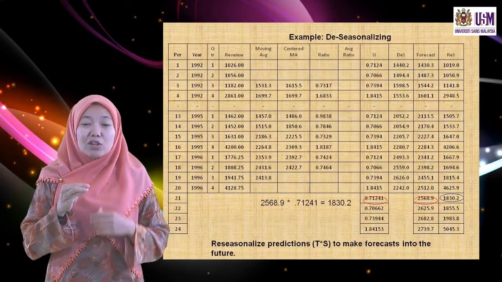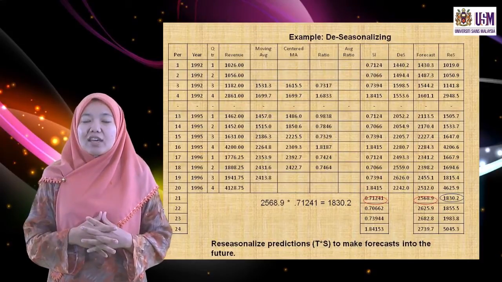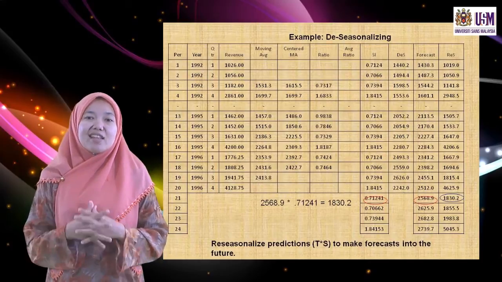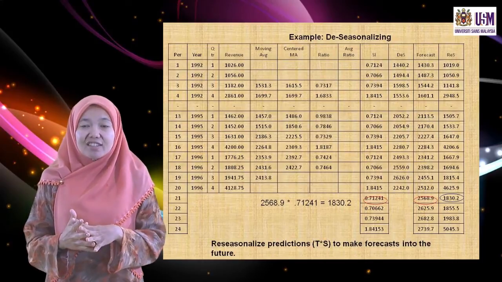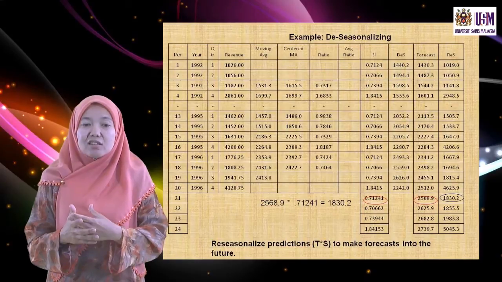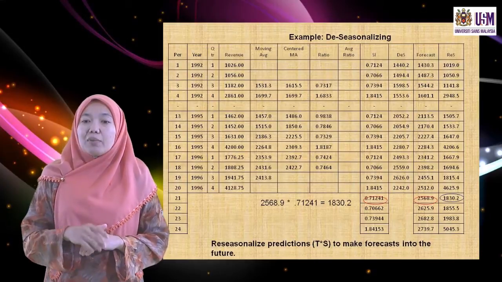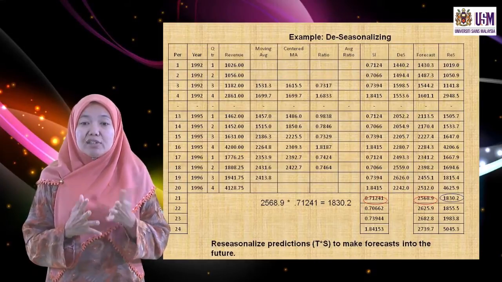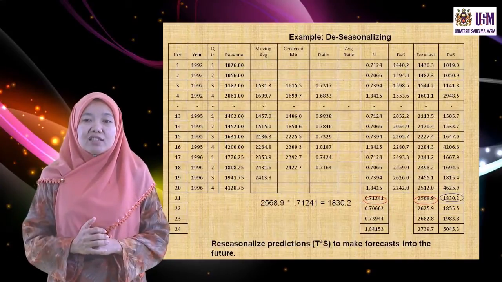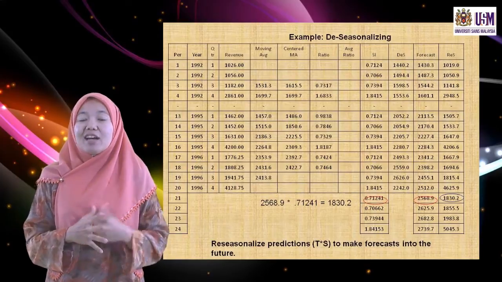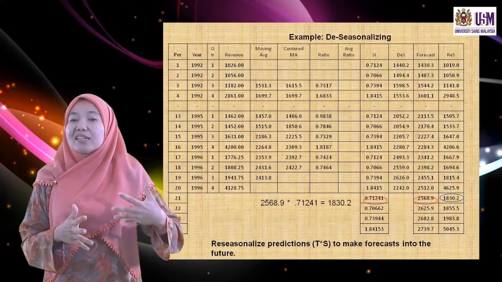Because you know that there are ups and downs over the quarters, over the years, you need to re-seasonalize your data. Just now you took out the season, did your forecast and your estimates for the unknown quarters in the next observation. But you must remember the four quarters act differently. So how do you re-seasonalize, bring back the effect of season? What you need to do is simply multiply your seasonal index with your forecasted value for that particular period.